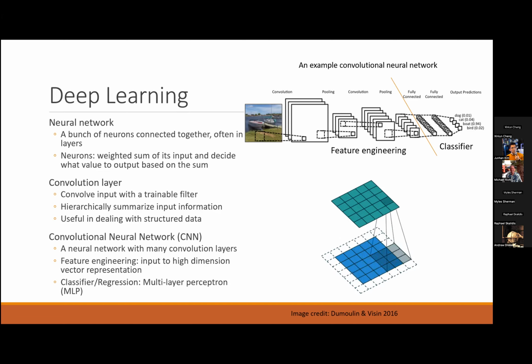In fact, a neural network, especially a convolutional neural network, can be viewed as a feature engineering segment plus a classifier segment. The feature engineering segment takes whatever your input is, through convolution and pooling, eventually projects it onto a high-dimensional vector representation, like here. Then this representation is fed into a classifier or a regression. That part is usually, for example, a multi-layer perceptron.